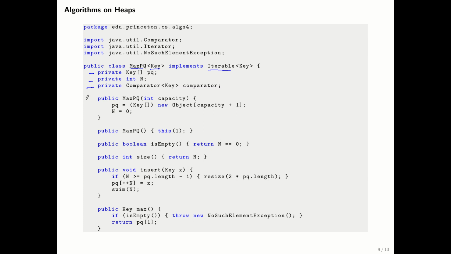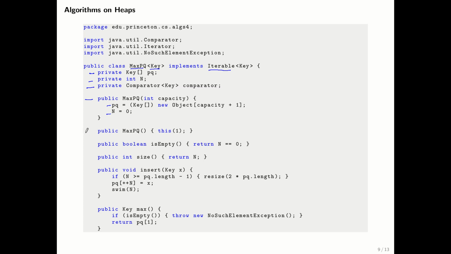And then here is the constructor that is given a certain capacity. So what this does is it builds an empty priority queue with that capacity. All right. So PQ is created as an array of size capacity plus 1, plus 1 because remember that we ignore the value at index 0, right? And then we set n to 0, meaning this is an empty priority queue.